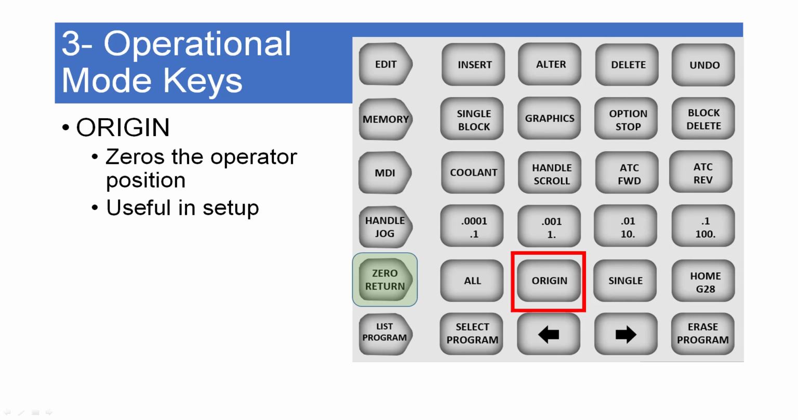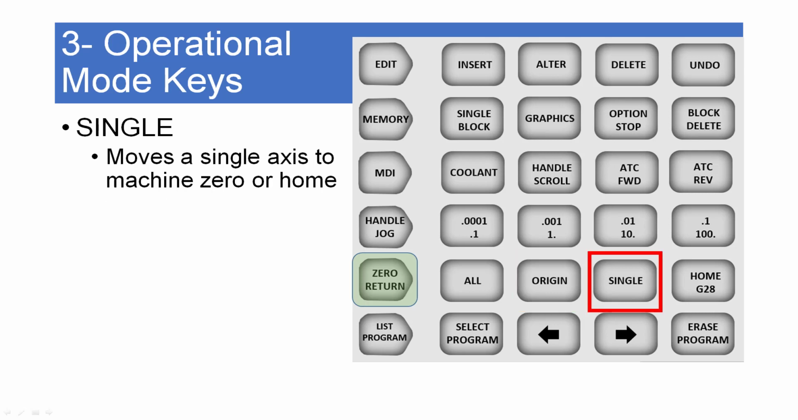The origin key, when pressed in conjunction with an axis key, can zero the operator position readout. This may be useful during setup of tools and offsets. Unlike the other zero return keys, it does not command a machine movement, but just resets the operator reference.